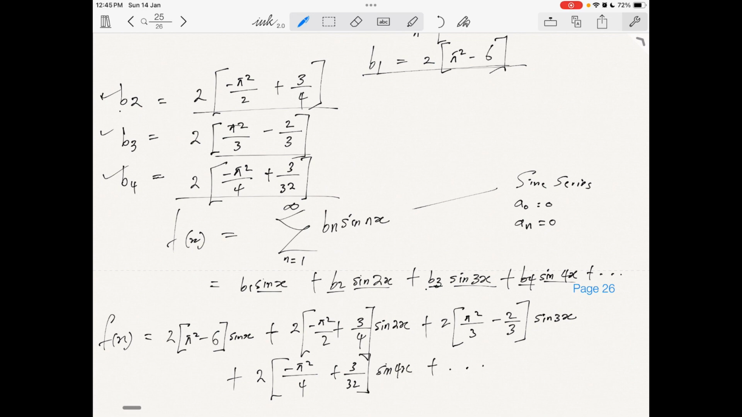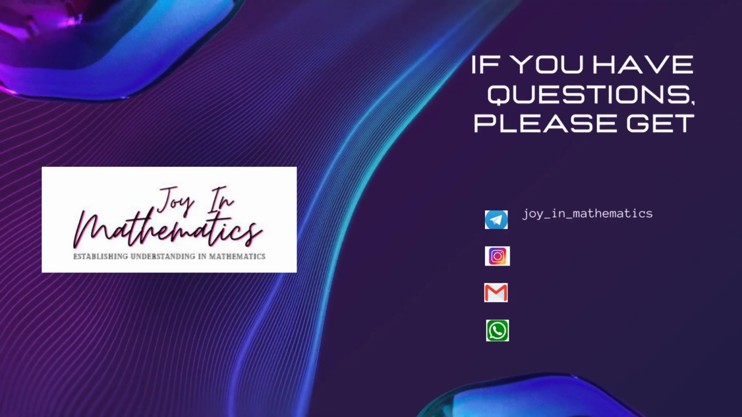Now with this, we have been able to solve the question of representing f of x equals x cubed using Fourier sine series. We also pick another question on Fourier sine series in the next video.